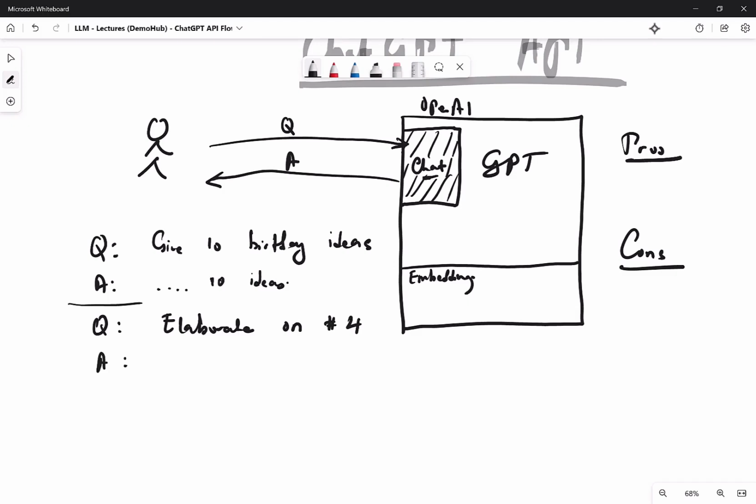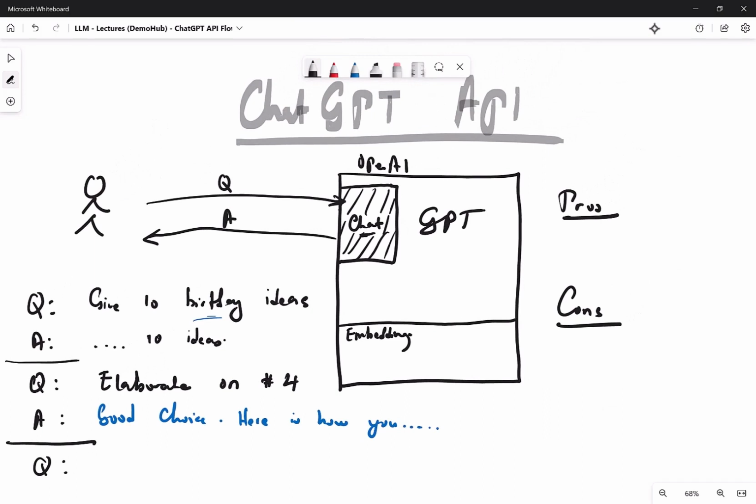Because there is context, because the API remembers what you said from above, talking about a birthday, by simply saying elaborate on number 4, it can come back with something to the effect of good choice. Here is how you celebrate number 4, and give you the specifics. You can obviously continue with more questions around that. And so this is the chat experience that is provided by the ChatGPT API, and it has retention to it. It remembers what you said within this chat box, and it can follow up on that.